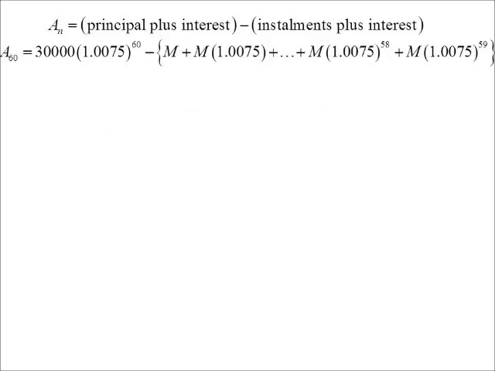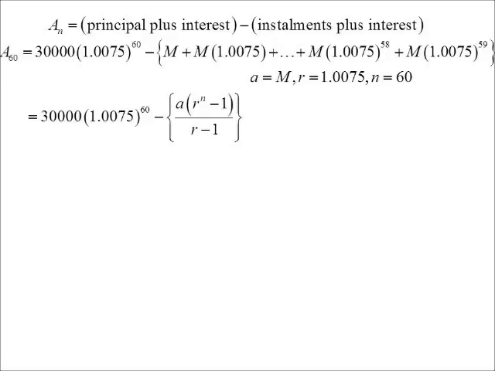So I know the amount N will be the principal with the interest applied minus all my instalments. So there's my formula, amount 60, but of course I know what amount 60 is. 0, because that's when I want to pay it off.